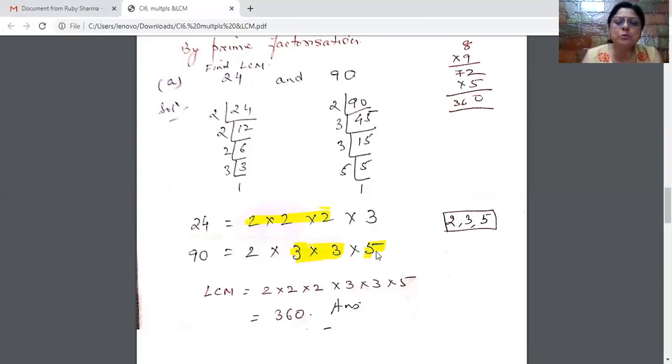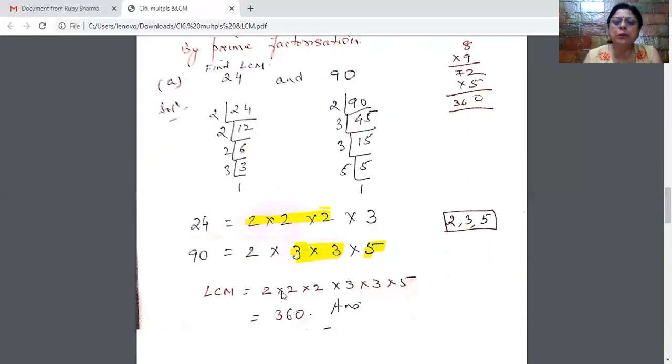So one thing you have to observe is that first you write all the prime factors that are involved here. Then find the maximum number of times each appears. Okay, and you color it or shade it or whatever you want. Now that shaded part, the colored or highlighted part, you multiply it and you get the LCM. So 2 into 2 into 2, this is 3 times, then into 3 into 3 into 5.